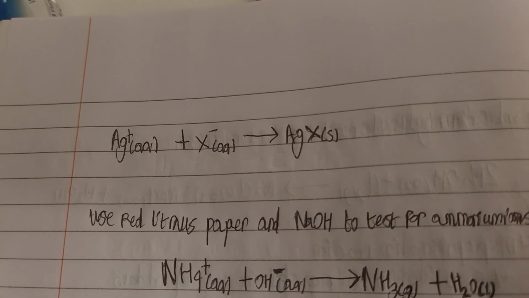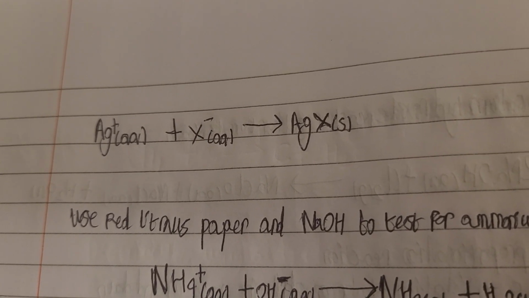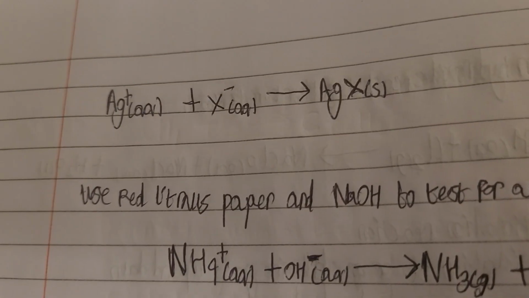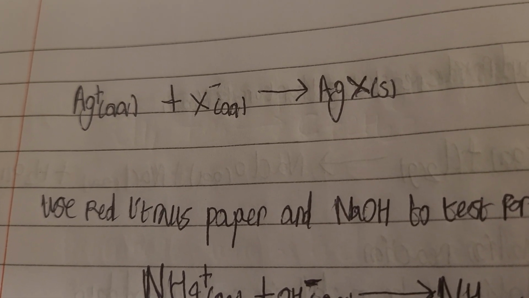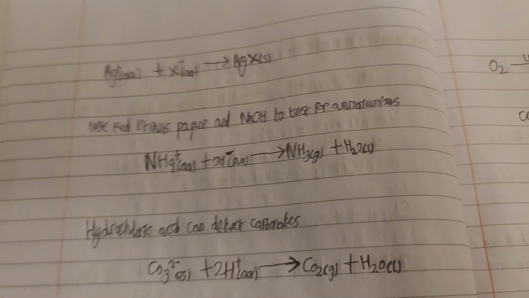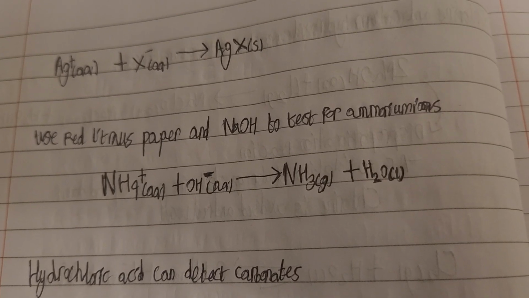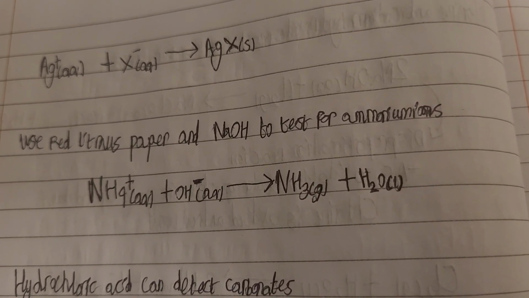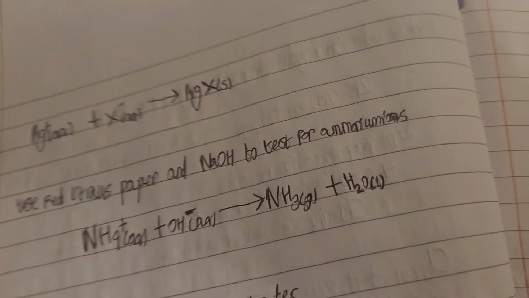Now we've got the analytic equation for the test for halides: Ag+ (aq) + X- (aq) to form AgX (s). And obviously, I put a bit of information about this equation because you don't want to just learn them. I don't want to just give you guys equations, but you can clearly tell which one's this.